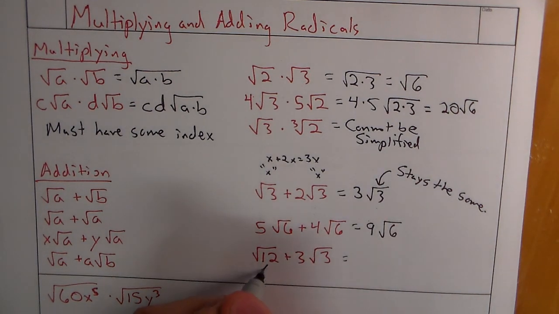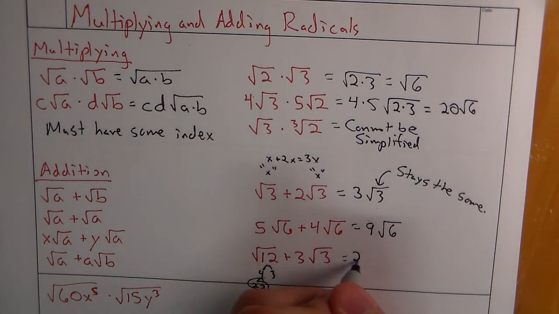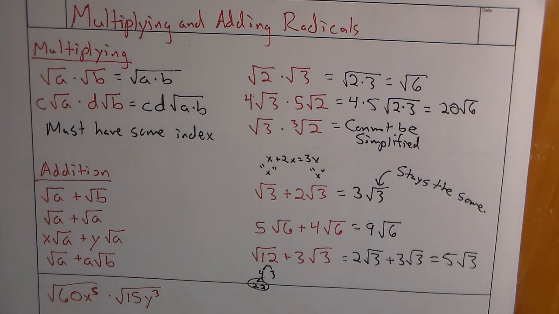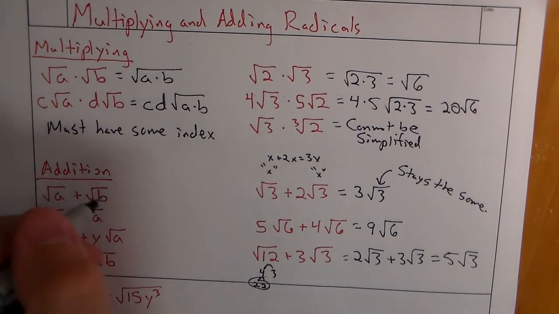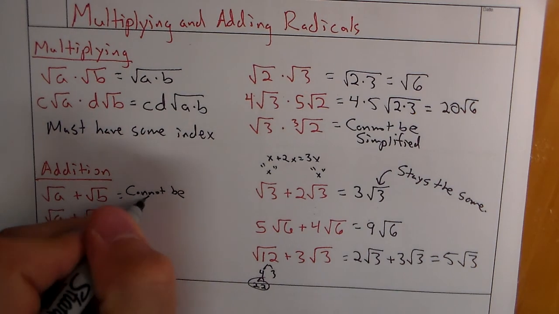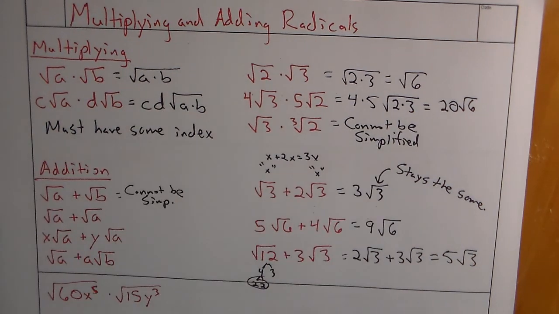And why we do that is 12 is 4 times 3, which has 4 as a perfect square or a set of 2's. So this actually becomes 2 root 3 plus 3 root 3, and we get 5 root 3. Make sure you can't simplify further to see if they can actually match. So we come over to some general examples. The square root of a plus the square root of b cannot be simplified. And the reason for that is they do not have the same radical on the inside. If it was multiplication, that's fine, but addition, they have to be the same.